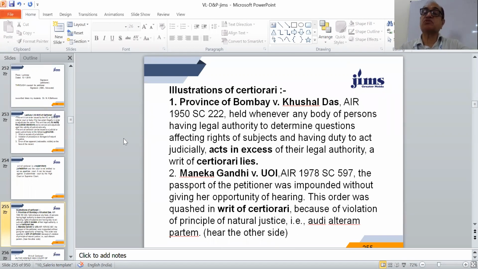Here the other side also. You can impound her passport after giving her due right of hearing. But without appearance of Mrs. Maneka Gandhi, you have impounded her passport ex parte without hearing her. So writ of certiorari will lie because the passport authority has violated the principles of natural justice.